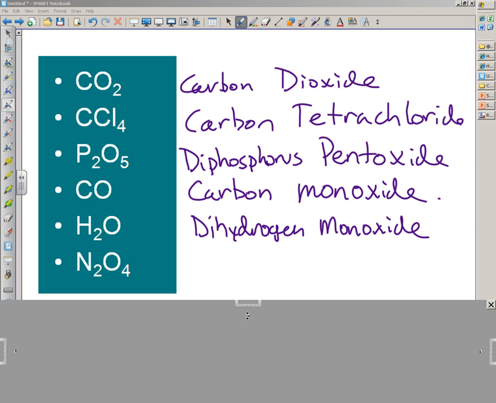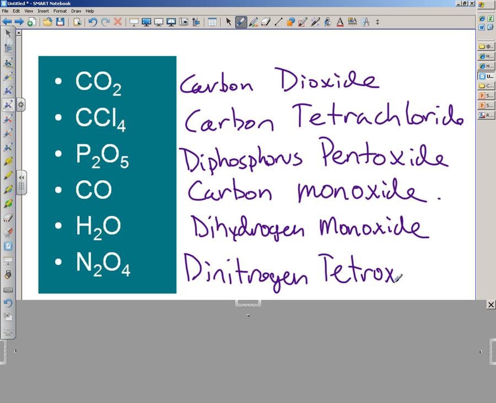All right, last one. The two elements that form this compound are? Nitrogen and oxygen. How many nitrogens? So, dinitrogen. Tetroxide. That one's a fun one to say. Tetroxide. All right, how's that?